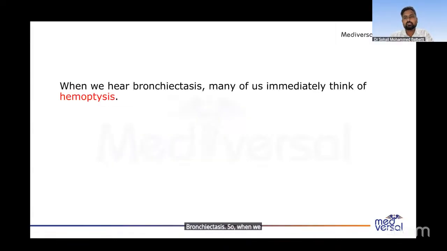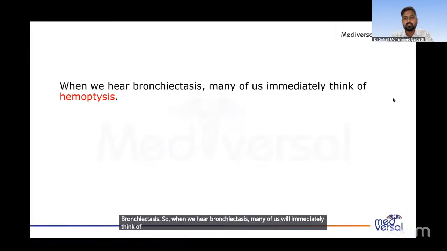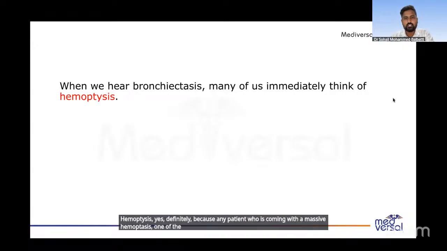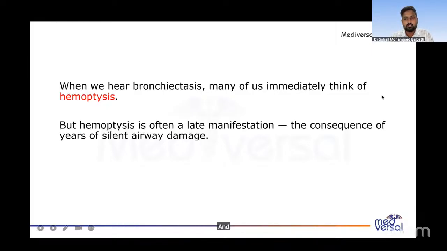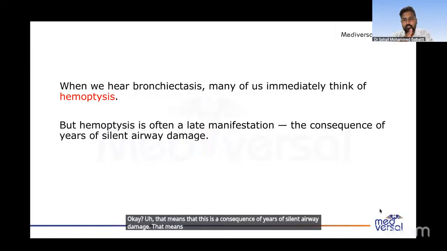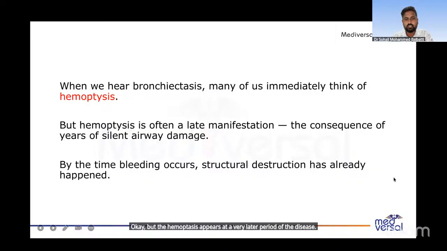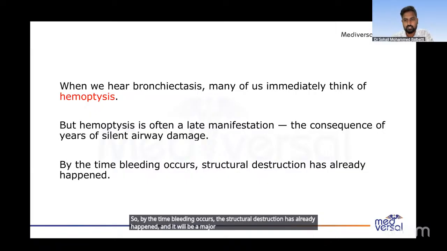When we hear bronchiectasis, many of us immediately think of hemoptysis. Yes, definitely, because for any patient coming with massive hemoptysis, one of the differential diagnoses to keep in mind is bronchiectasis. And you can understand that hemoptysis is often a very late manifestation, a consequence of years of silent airway damage. That means there is ongoing silent airway damage inside the lung, but the hemoptysis appears at a very late period of the disease. By the time bleeding occurs, the structural destruction has already happened, and it will be a major destruction to the lungs.